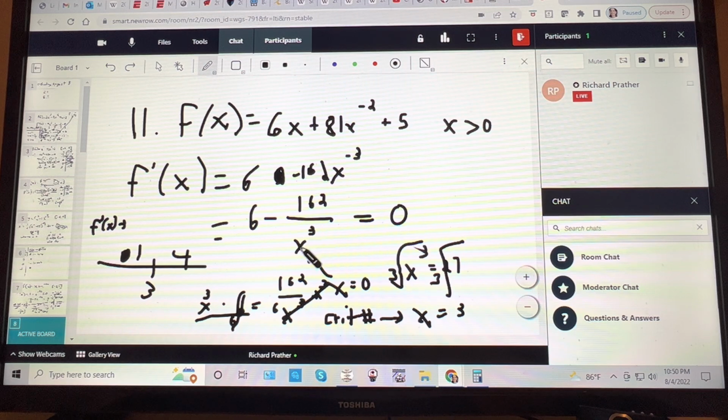So put a 1 right here. 1 cubed is 1. 162 divided by 1 is 162. And 6 minus 162 is negative 156, but more importantly, it's negative. So the original graph is going to be decreasing until I get to that critical number. And then it's flat for that one moment in time, because that's a spot where it makes the derivative 0. So if the other side is increasing, then we have a local minimum at 3 by the first derivative test.